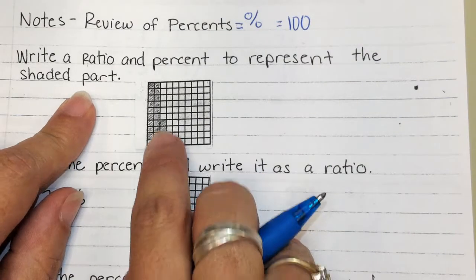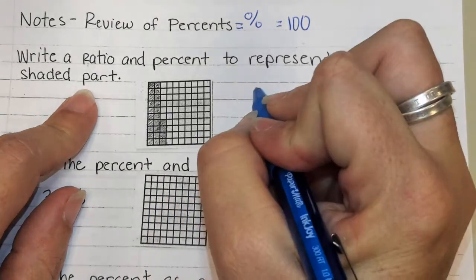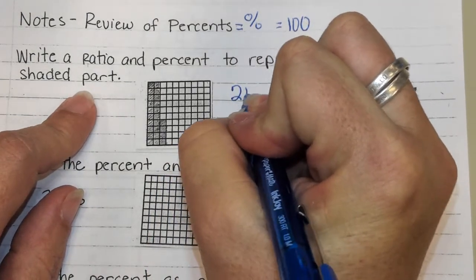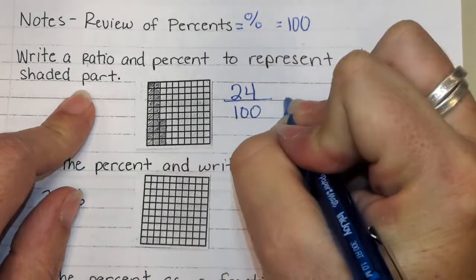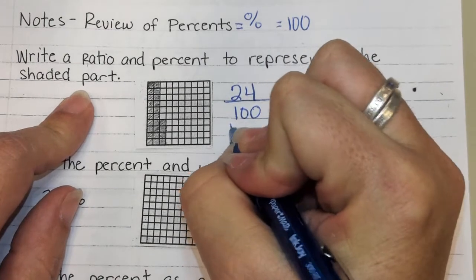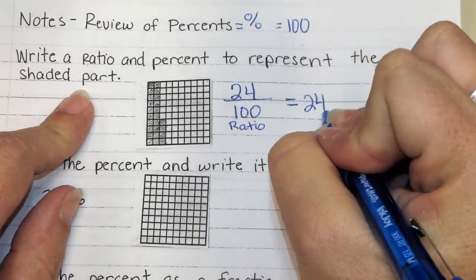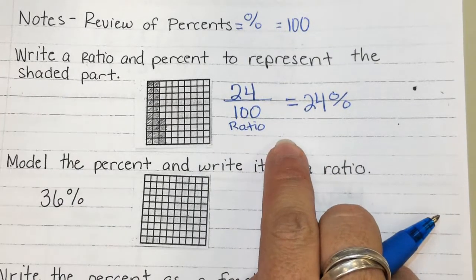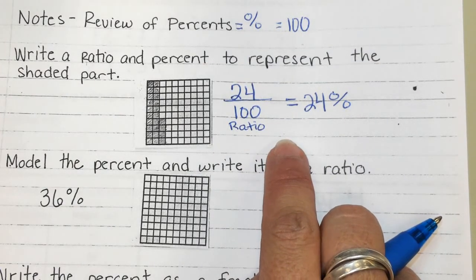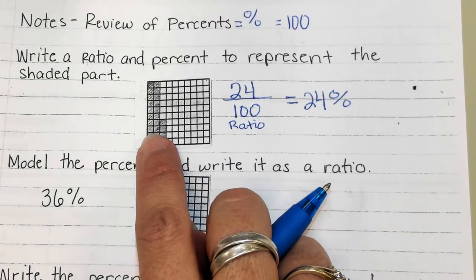Okay. How many boxes are shaded in? 24. So, our percent is 24 out of 100. That is our ratio, which equals 24%. Now, so far we're not going to simplify it. We're going to just leave it the way it is. Okay? And that's representing the shaded part.